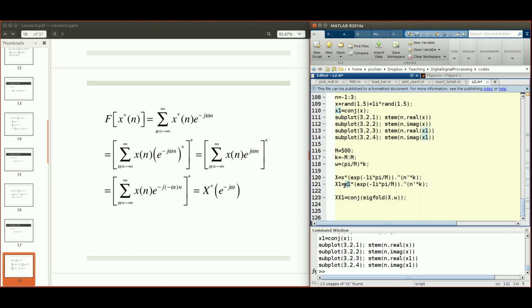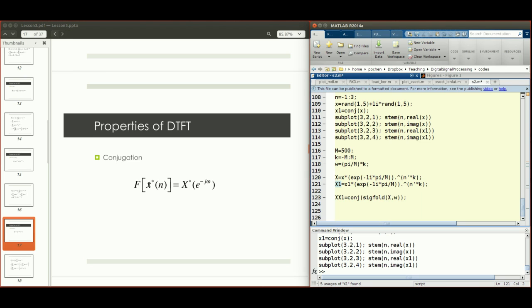Right? So here it's x1 times the old formula that we're using. So what do we have to compare? We compare x1 with what? x1 is basically the Fourier transform of the conjugate of x. Conjugate of x is x1, and then the Fourier transform of x1 is big X1. So big X1 is basically the left-hand side of this formula, so we have to compare it with the right-hand side.